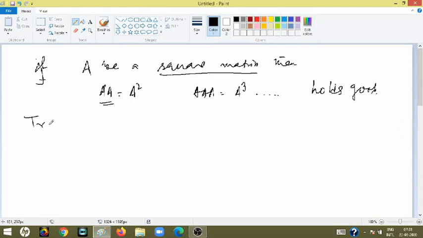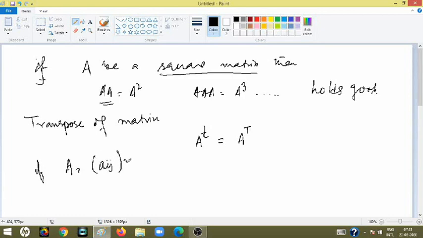Now transpose of a matrix. Transpose of a matrix is denoted by AT, also denoted by A prime, and if A equal to Aij, m cross n, then AT equal to B equal to Bij, n cross m, where Bij equal to Aji.